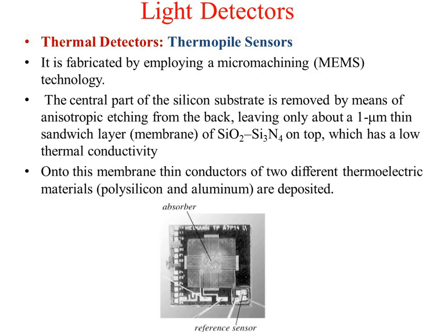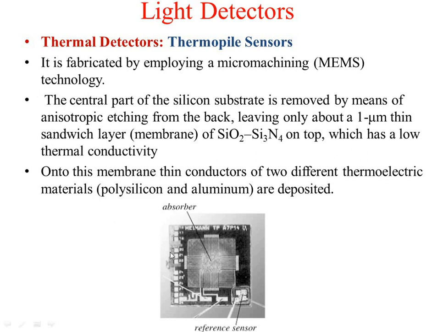So this is how you manufacture the thermopile sensor in the form of MEMS, that is micro machining technology, where mechanical micro sensors are used. These micro sensors are generally manufactured in the format of ICs, and these ICs are used nowadays with a membrane of SiO2 and Si3N4 on top, which has a low thermal capacity or conductivity. Onto this membrane, thin conductors of two different thermoelectric materials, polysilicon and aluminium, are deposited.